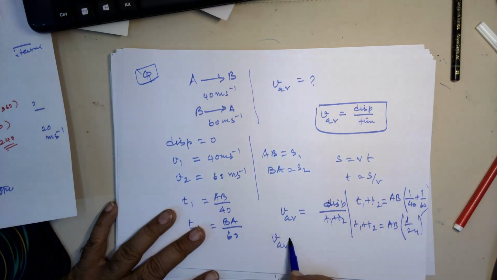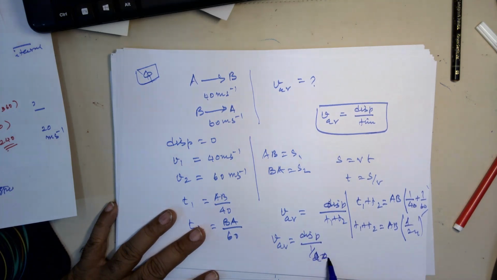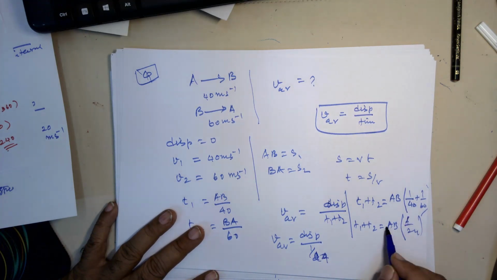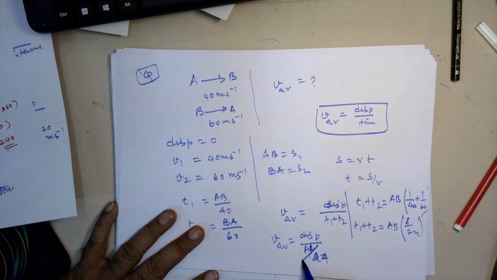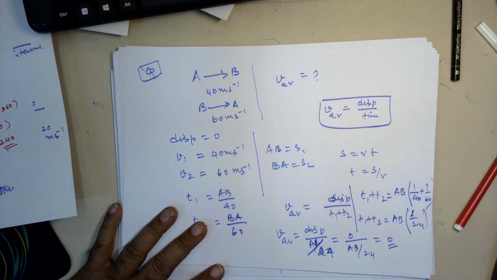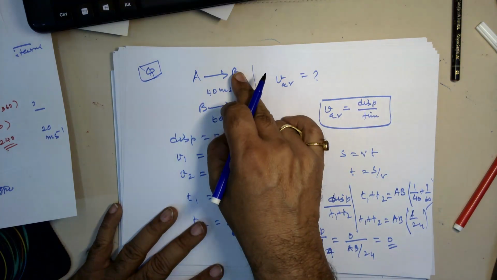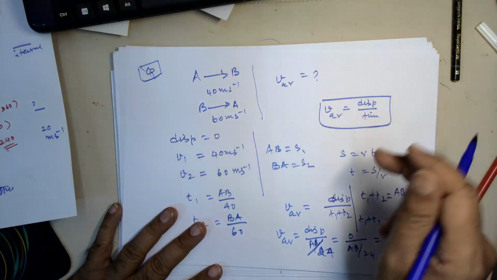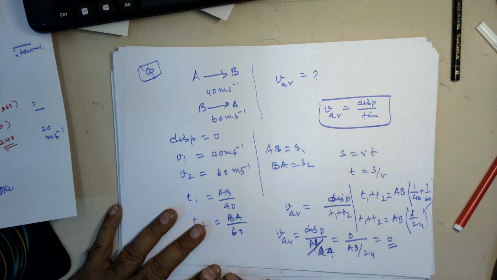So VAB is equal to the displacement divided by the total time taken, which is 1 by 24. We do not know the distance AB, but even then the displacement is 0. Therefore, AB by 24 means the result is also 0. So likewise, we have to prove. You should not say AB is 0. AB is not equal to 0. Only the displacement is 0. Do you understand?